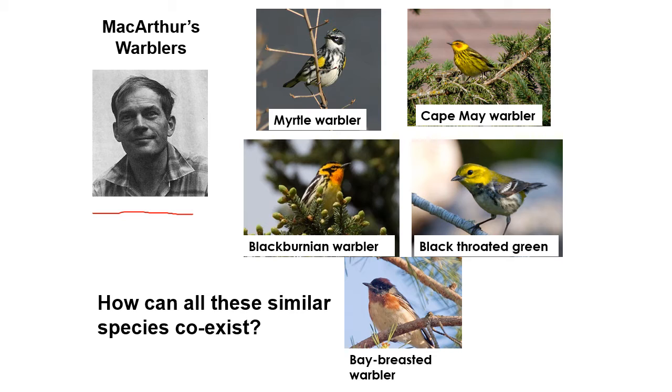So MacArthur wondered, how can all these species coexist? Why wouldn't one or a couple of them outcompete the others and drive them either to extinction or drive them out of this habitat?